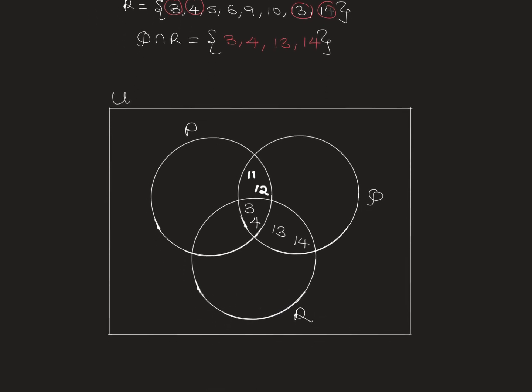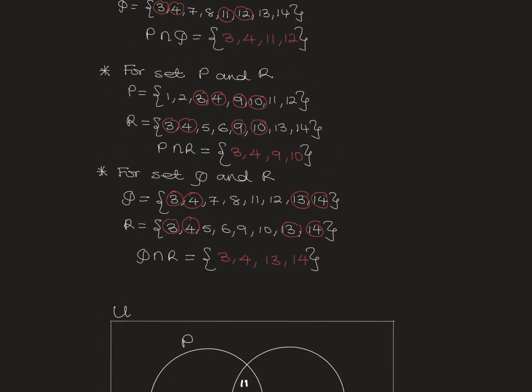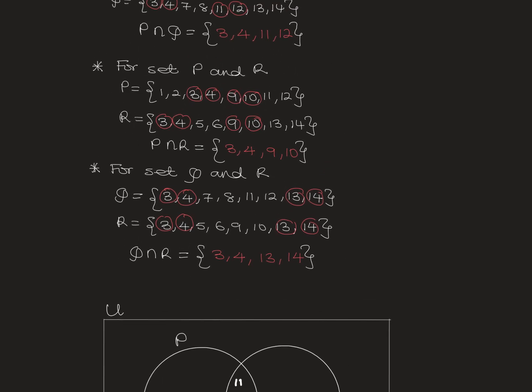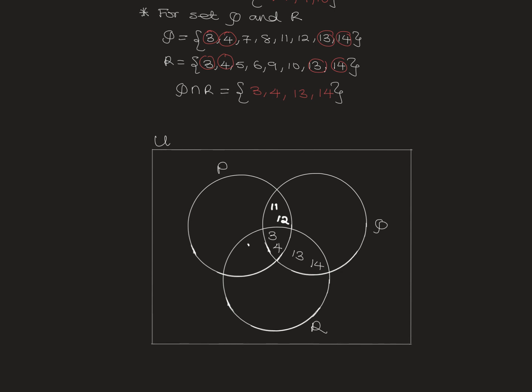Then what do we do? We need to fill in the space here. Numbers that are found in P and R only. What are the numbers that we have for P and R only? Apart from the 3 and 4, we're going to have 9 and 10. So that is 9 and 10. Okay?